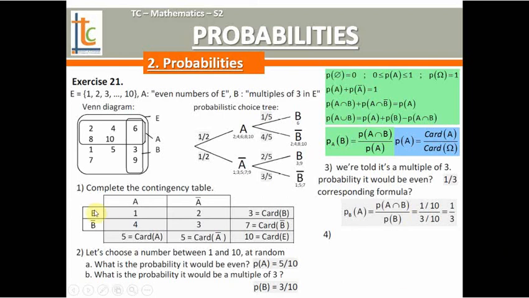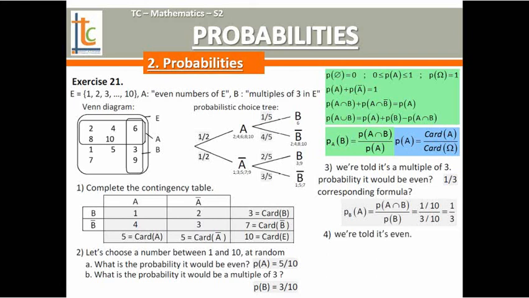But the table is clear. The probability of A given B, so inside B, is 1 in 3. By the way, the probability of A, the simple probability, was 1 in 2. And if we know that B occurred, the probability of A has changed. So we can say that A and B are not independent.